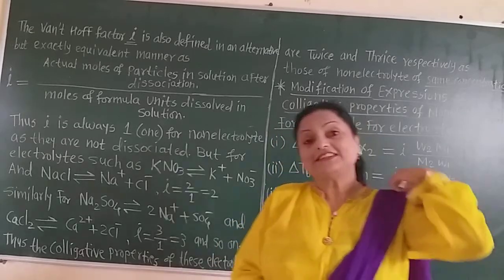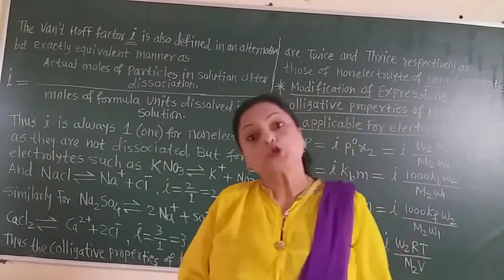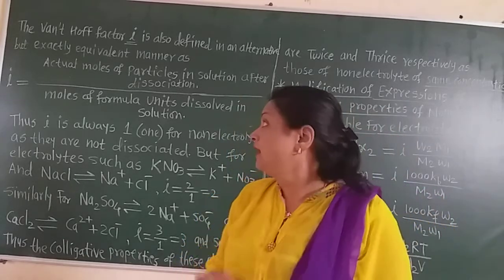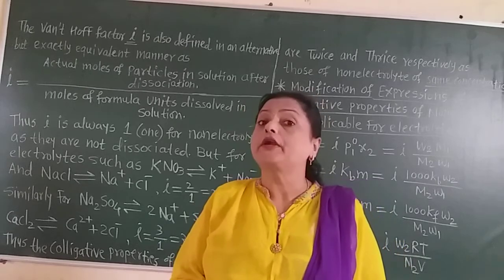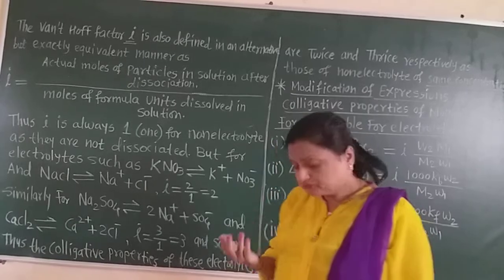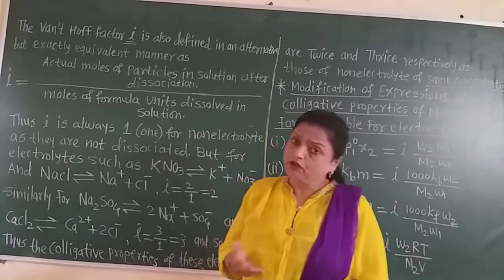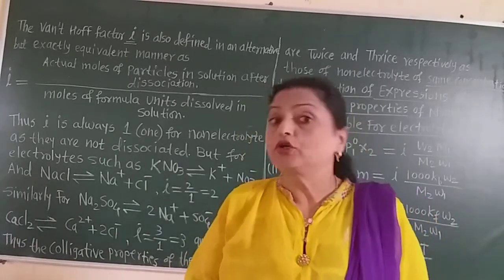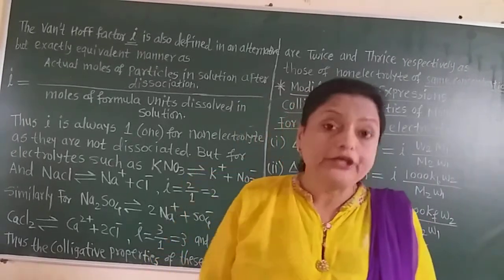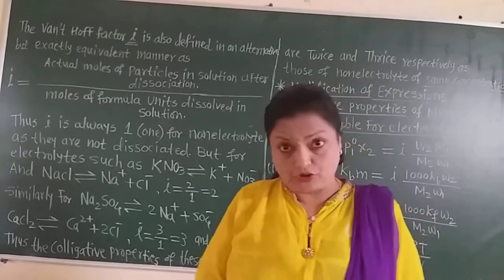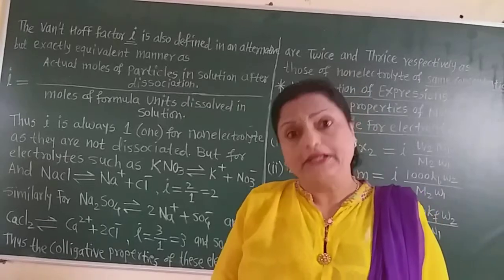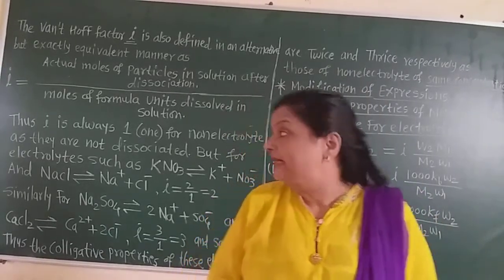We are learning chapter number 2, that is Solutions. Into that we already learned the colligative properties, and also the colligative properties for the non-electrolyte and electrolyte. What is the difference between them? We already learned the Van't Hoff factor, how it is related to the colligative properties of electrolytes and non-electrolytes. That is, it is the ratio of colligative properties of the electrolytes divided by colligative properties of non-electrolytes.